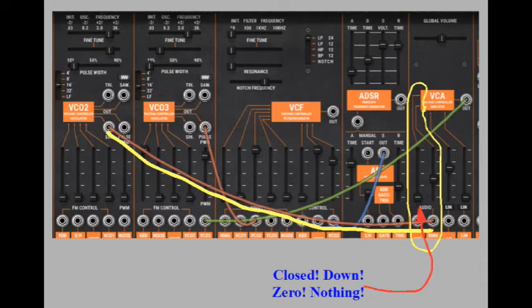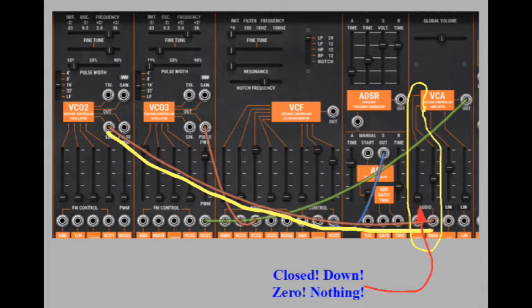Well, there are two patch cables going to and from the VCA, and as patch cables are always suspicious, let's have a look at them. The first comes from oscillator 2, from the sine wave output there, and it doesn't go into one of the two CV inputs, but into one of the audio inputs. And it's indeed the only thing that goes into the audio inputs.